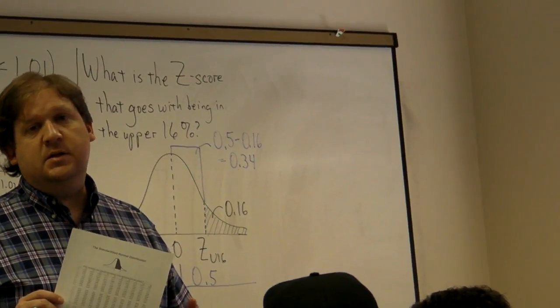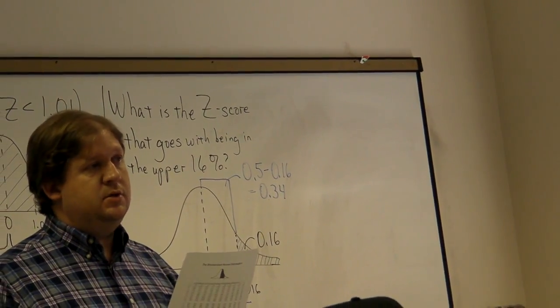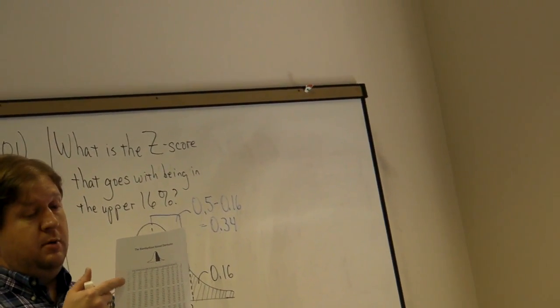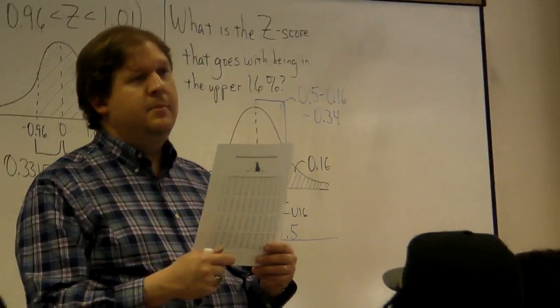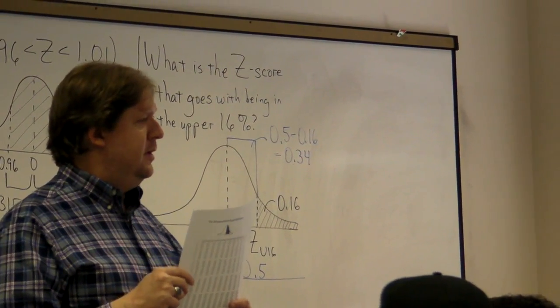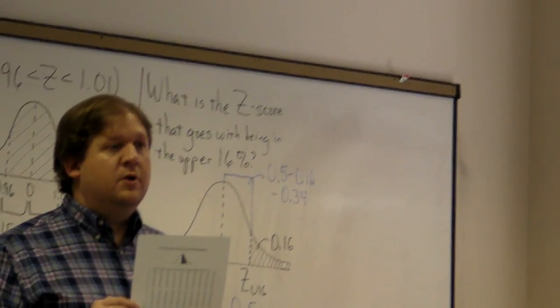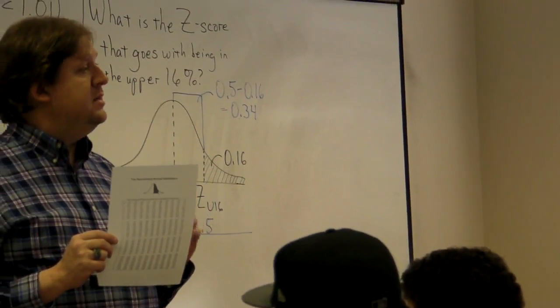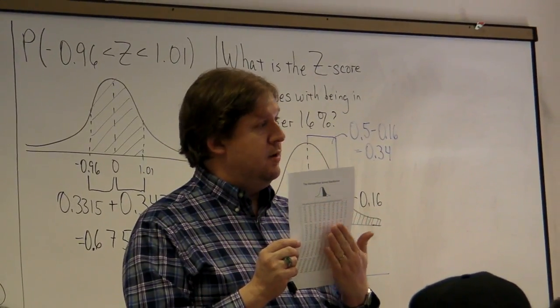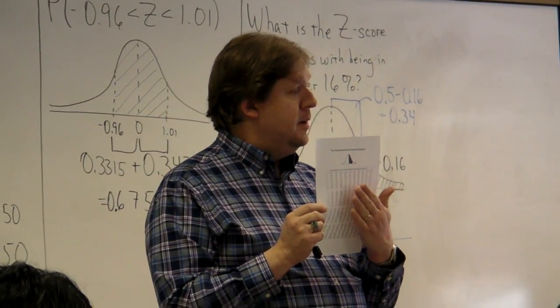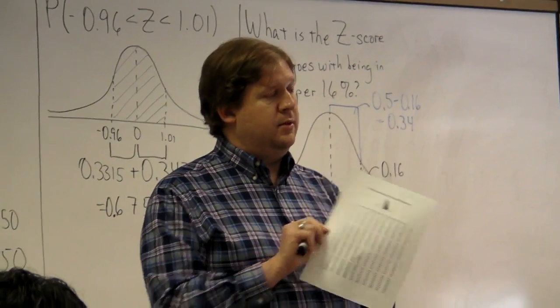Now, every test, if I ask a question like this, one thing that students do automatically is they go to 0.3, go across to the 0.04 column. That's going to give you a wrong answer. What you're looking for, the 0.34 in this case, is a probability. In this case, the probability of being between the mean of 0 and the Z is 34%. So we want to look in the middle of our Z chart for 0.34.